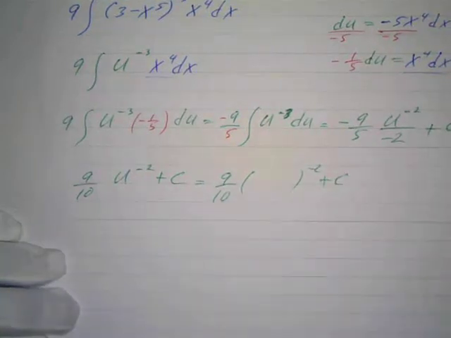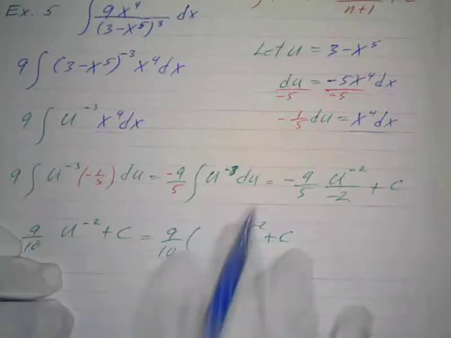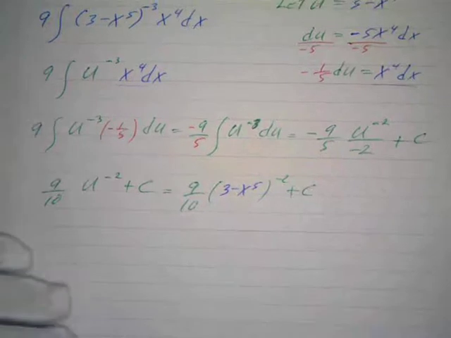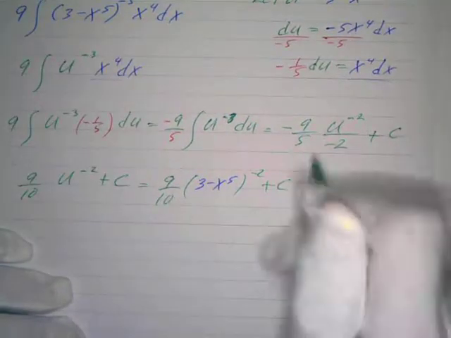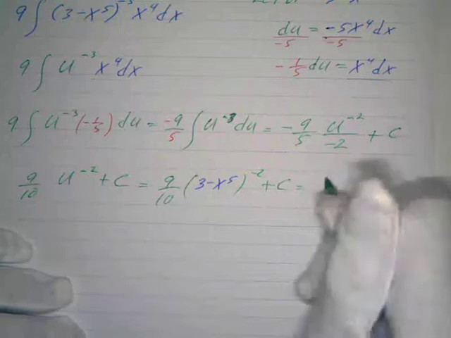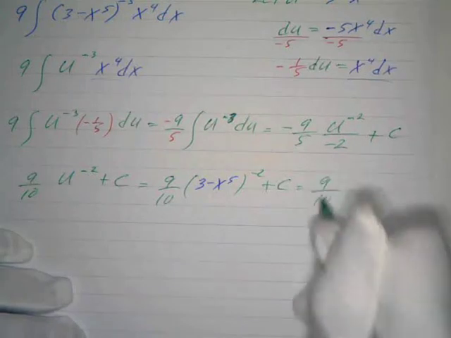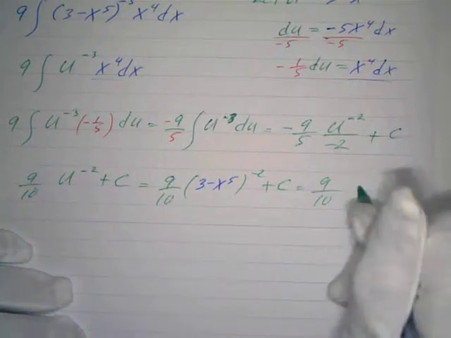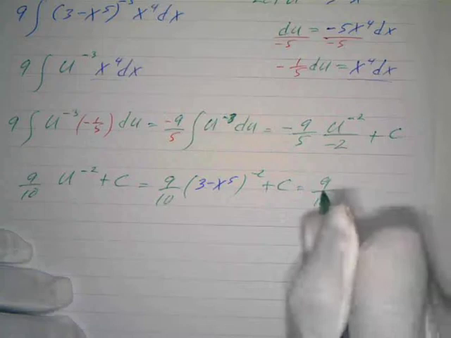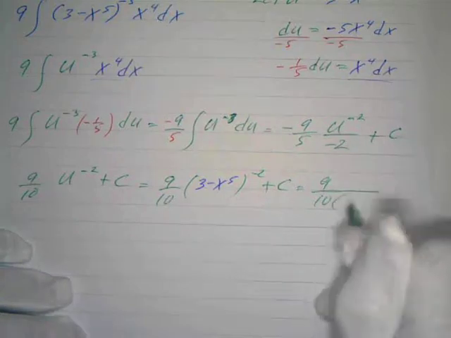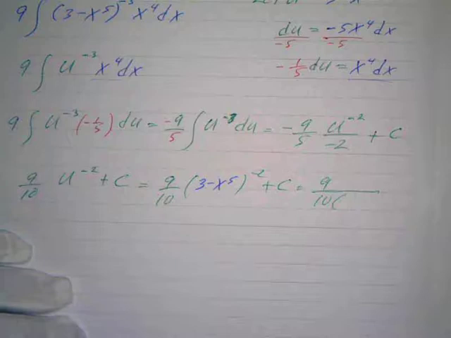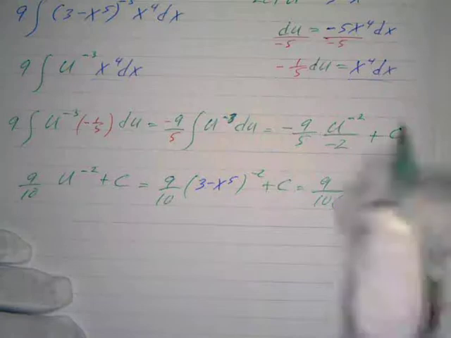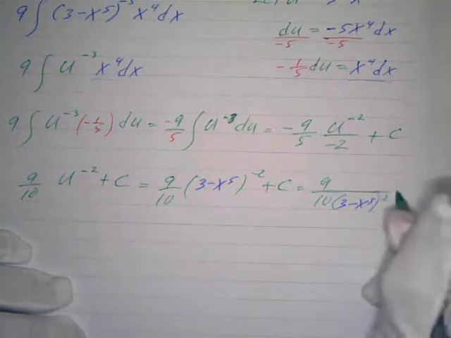And what is u? U is, well, right over here, I wrote it down: 3 minus x to the fifth. And usually we don't like negative exponents, so we would write this as 9 over 10 times 1 over, or we could put this actually in the bottom, (3 minus x to the fifth) squared.